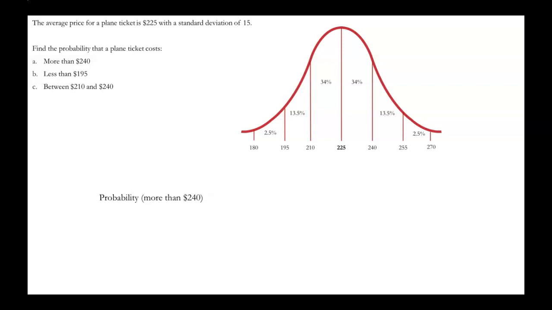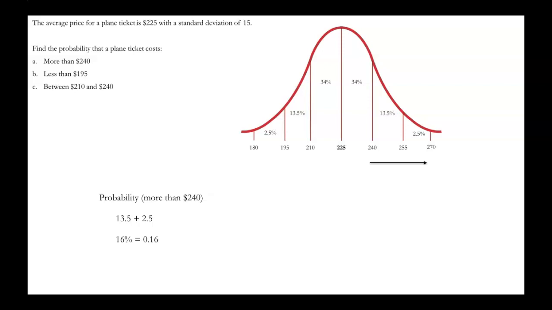So the probability that a plane ticket costs more than $240. So that's 240 and to the right. So we see that that's 2 different sections. That's 13.5% and that's 2.5%. So we want to add those together. When you take 13.5 plus 2.5, you'll get 16%.